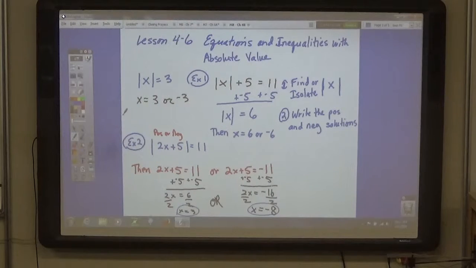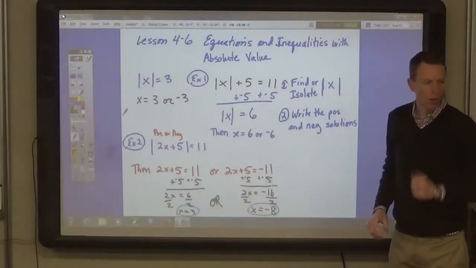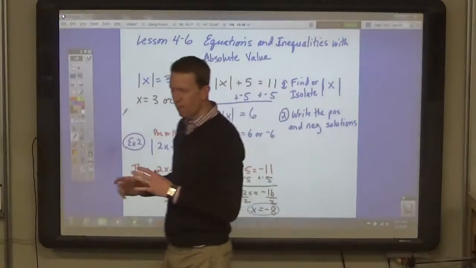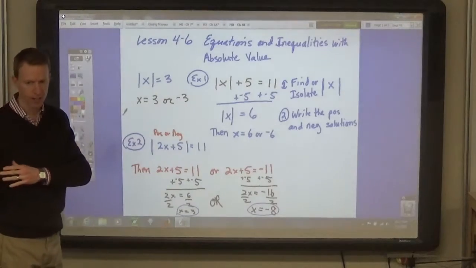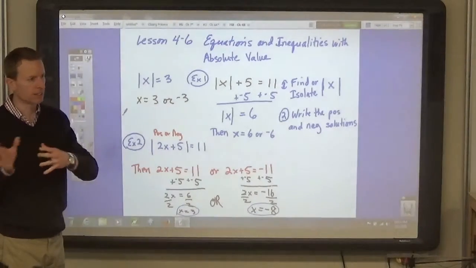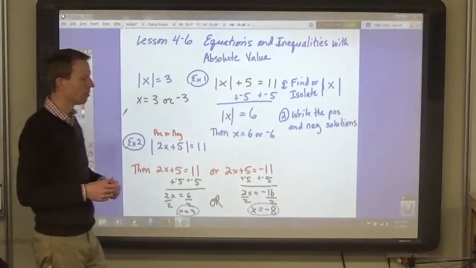Okay, 8th graders, we're ready to move on to a different type of equation. And these equations involve absolute value. So remember that absolute value refers to how far something is from 0. Okay? It's talking about a distance. And that's why absolute value is always a positive amount.